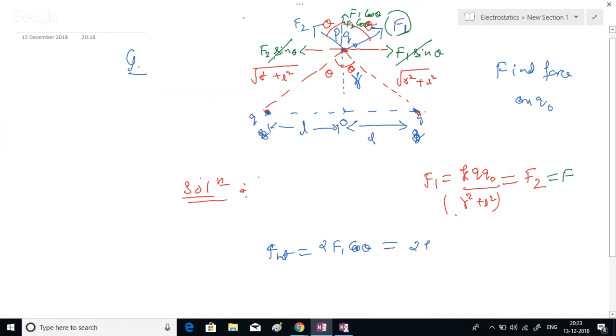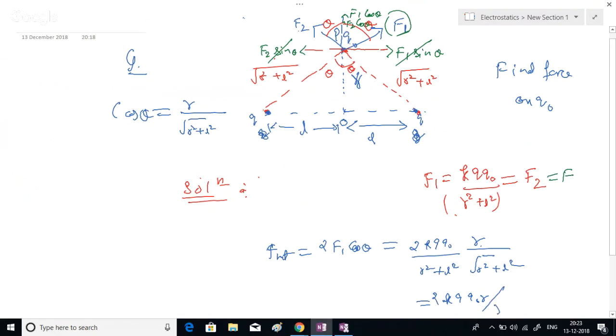That is twice of F1, which is what? K Q Q naught upon r square plus l square. Cos theta you can find from the triangle. In this triangle cos theta is equal to base upon hypotenuse, means r upon under root of r square plus l square. Correct? So it is twice of k q q naught r divided by r square plus l square to the power 3 by 2.